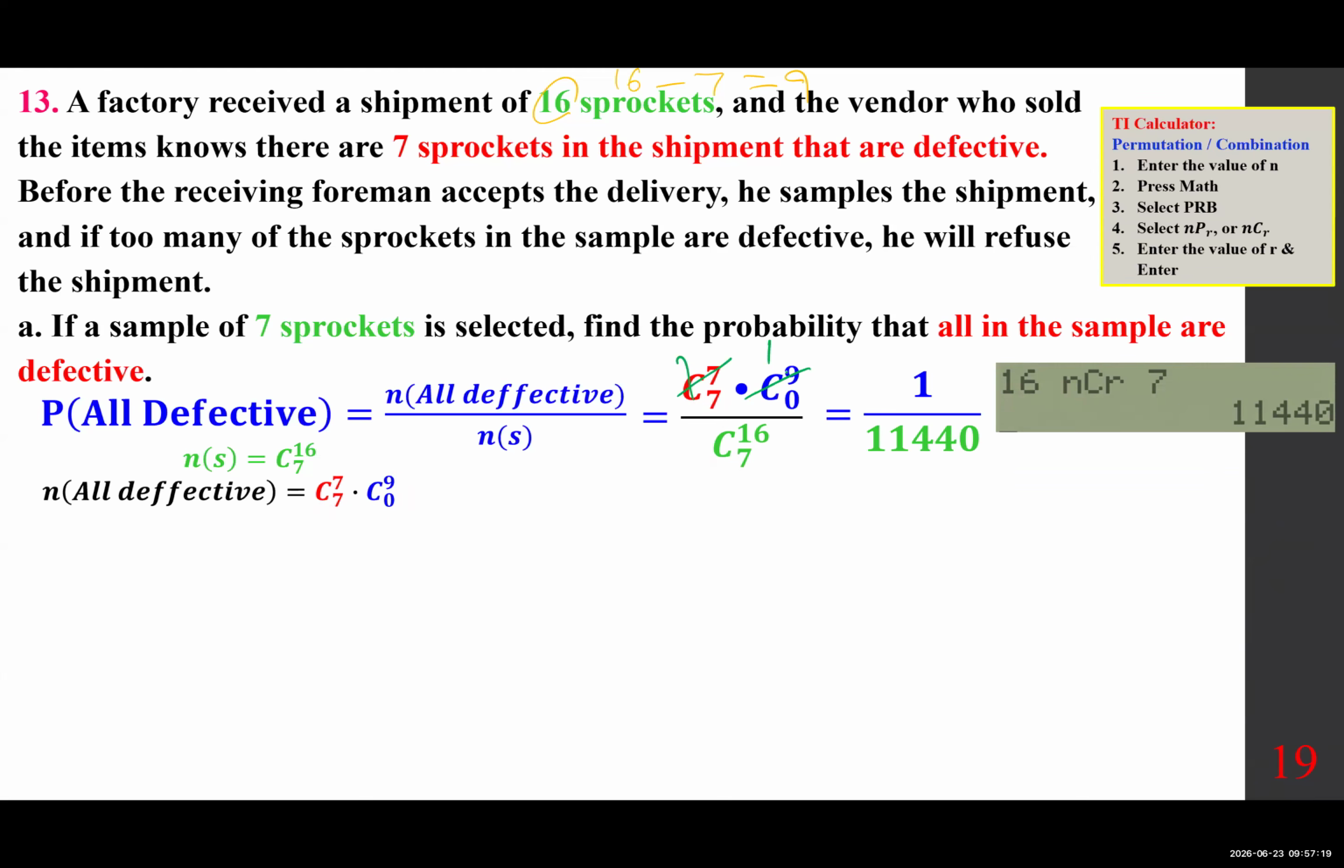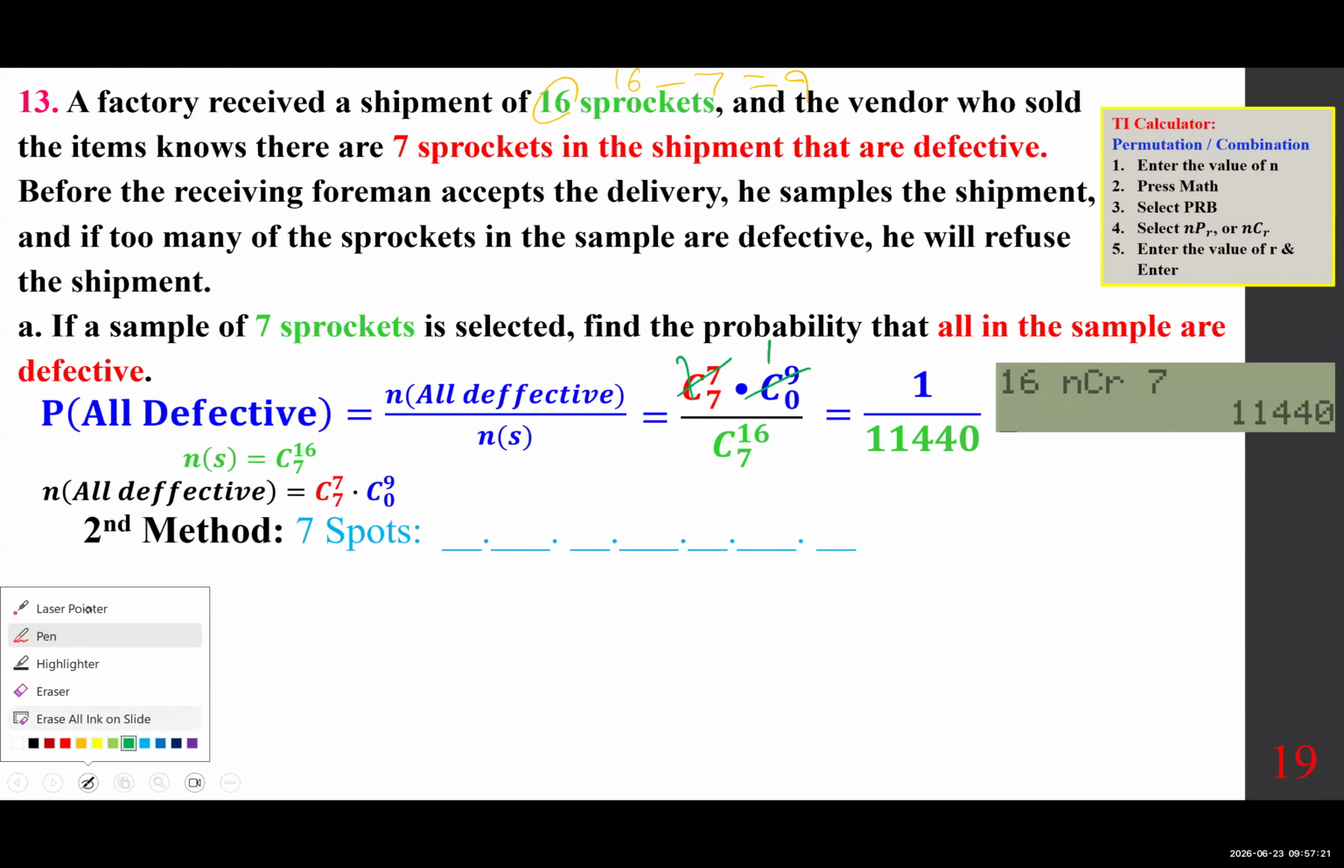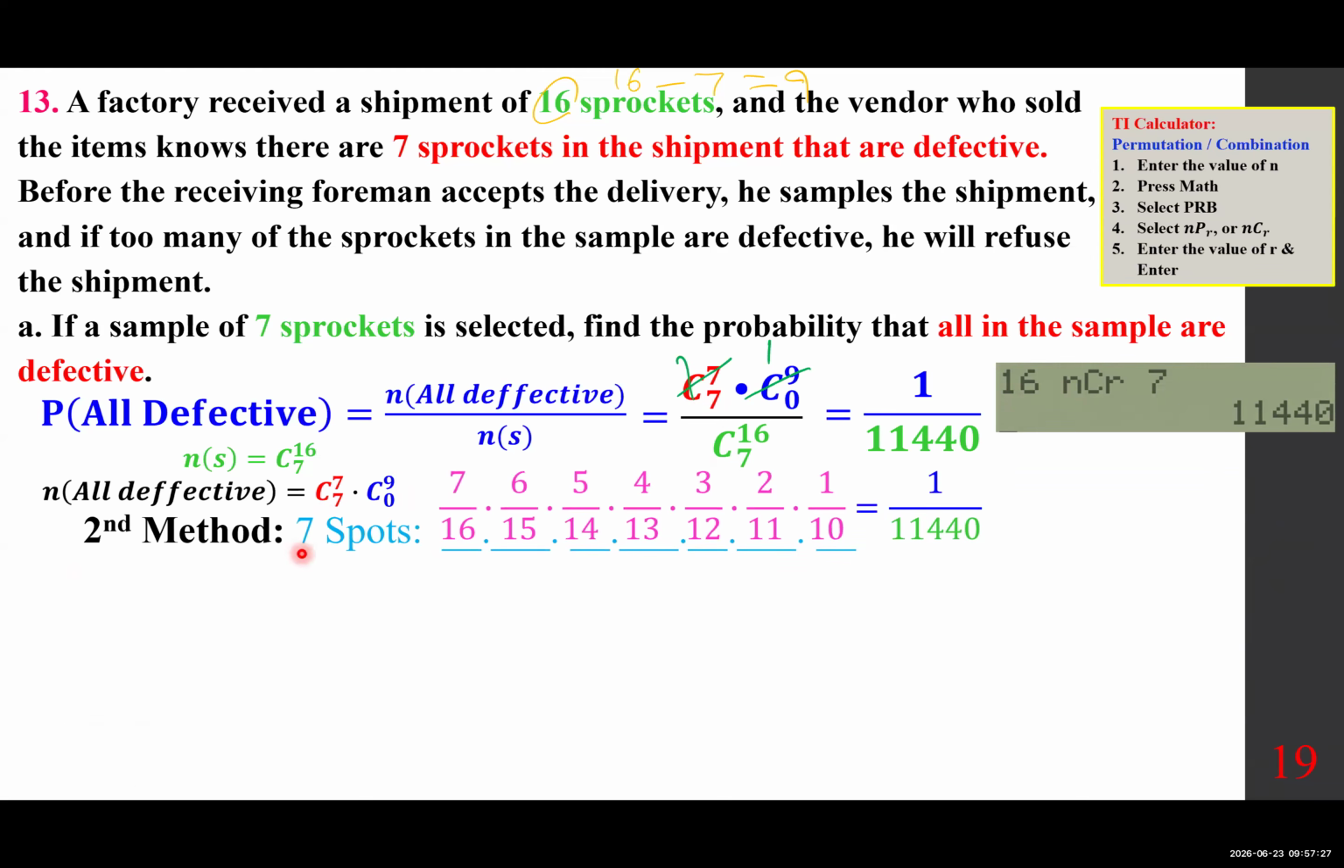Now, the second method is this. There are 7 spots, and the first one is 7 out of 16. The second one is 6 out of 15, 5 over 14, and so on, and that gives you the same answer. You can approach it this way.